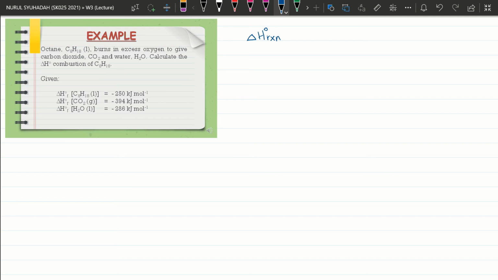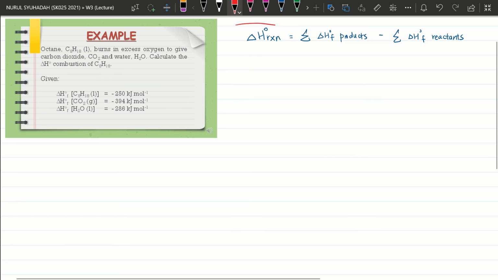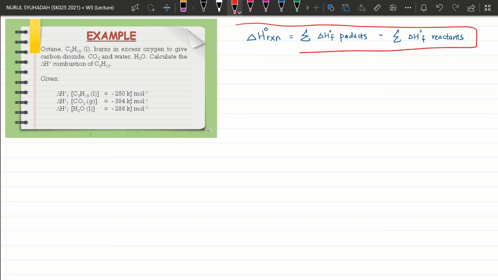So delta H reaction is equal to the sum of all the delta H formations of our products, all the products, and then minus the sum of the delta H not formation of our reactants, for all the reactants. So this will be the equation that we're going to use.